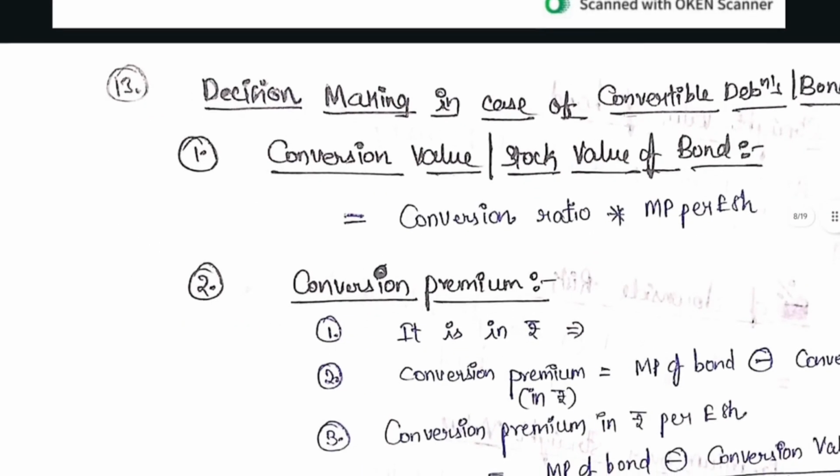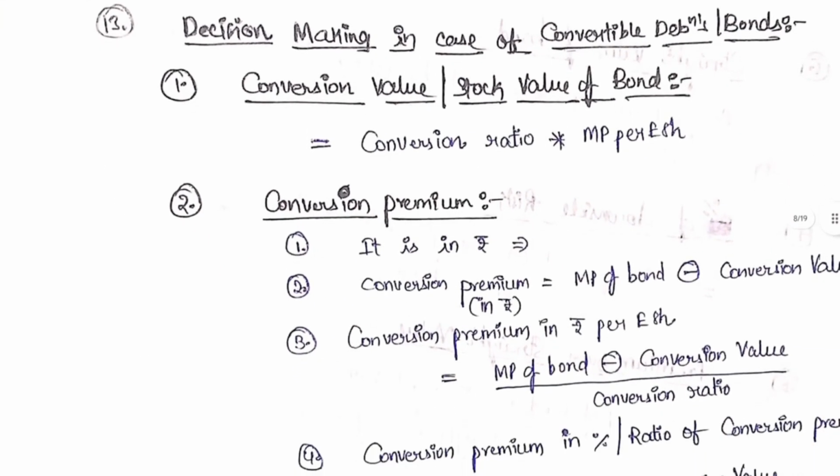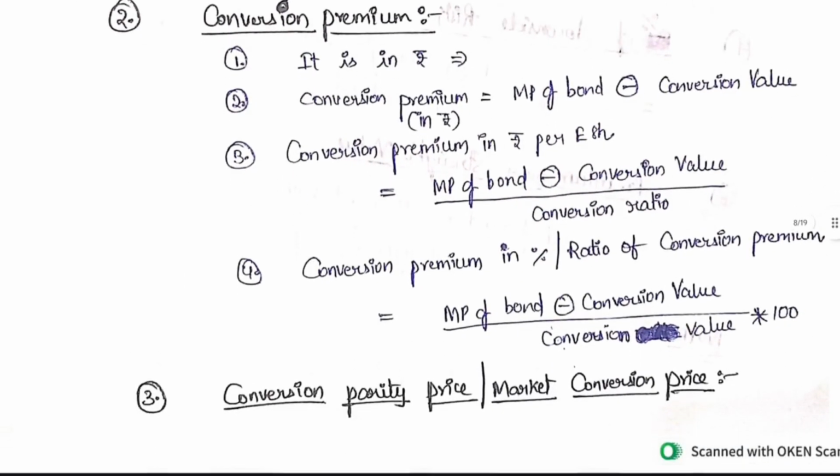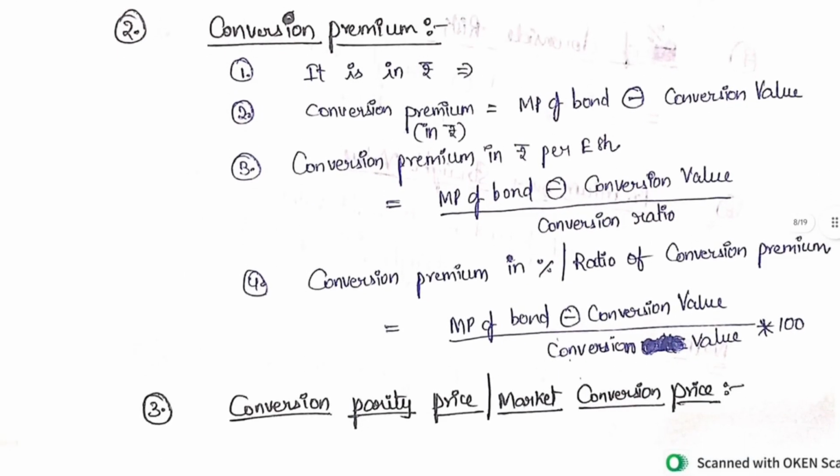Next, decision making in case of convertible debentures or bonds. Conversion value or stock value of the bond equals conversion ratio into market price per equity share. Conversion premium. It is always expressed in rupees. Conversion premium in rupees equals market price of the bond less conversion value. Conversion premium in rupees per equity share equals market price of the bond less conversion value divided by conversion ratio.